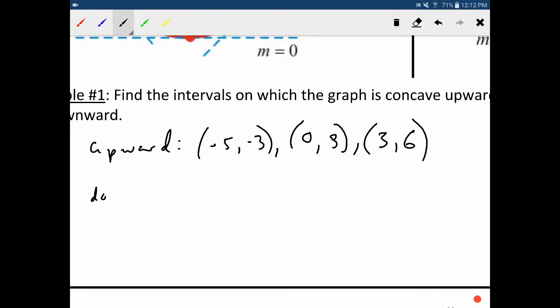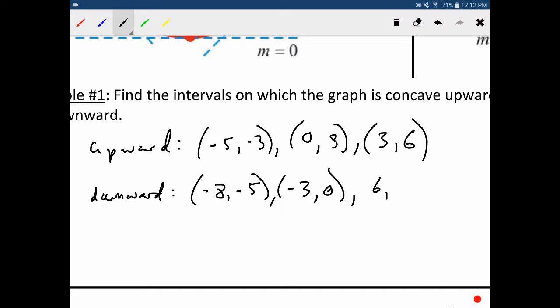So downward, we just have what's left over. The first one leading up to A starts at -8 and goes to -5. Then we've got between -3 and 0, and then from 6 to 8. So those are our intervals that are concave upwards and downwards.